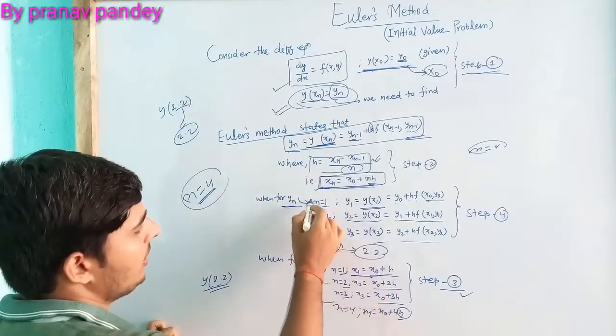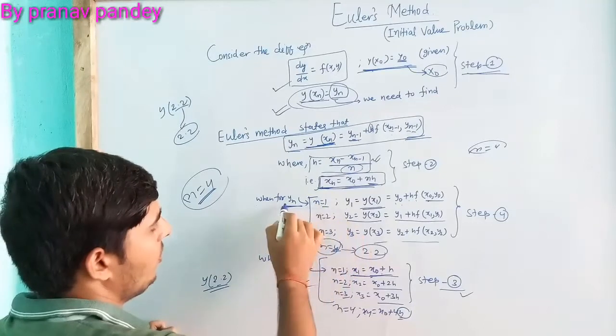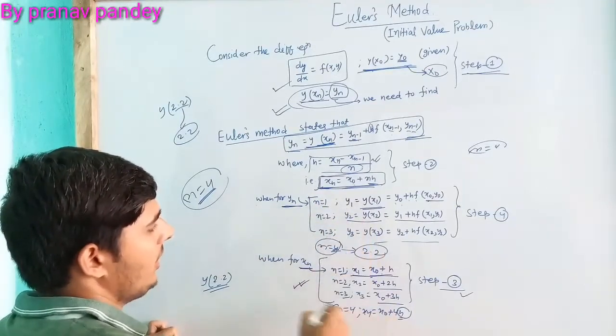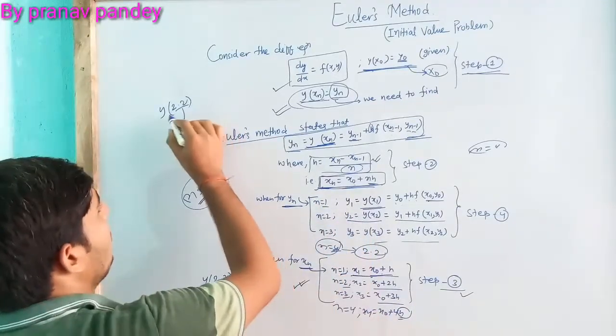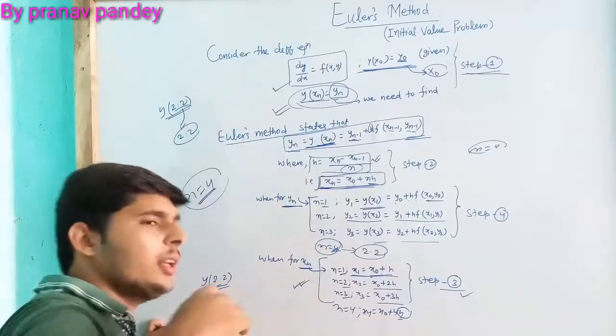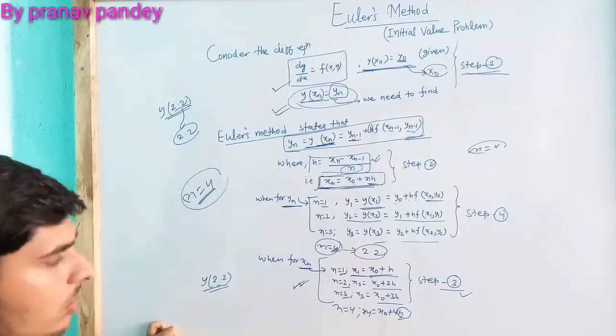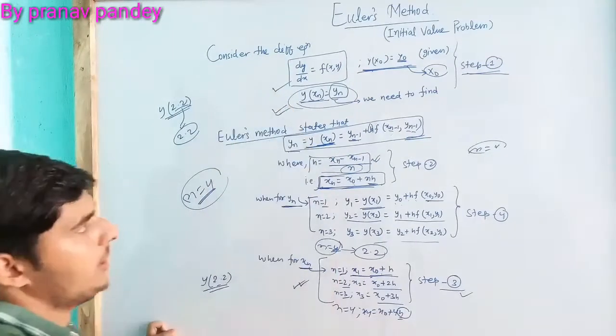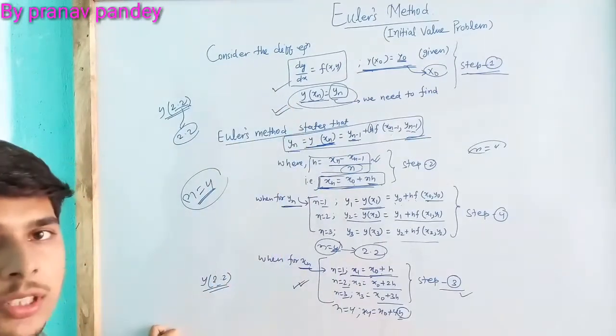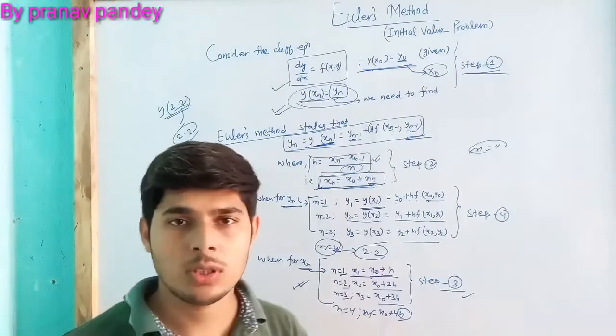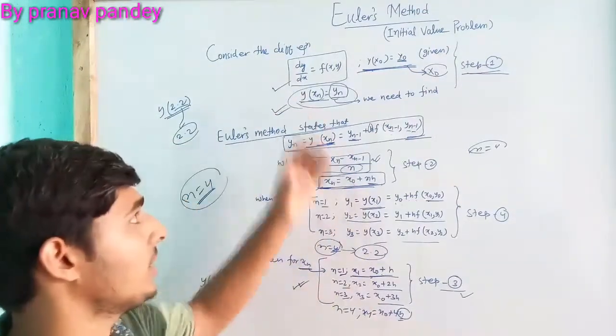Then similarly we will calculate for yn also, y1, y2, y3, and the required value of y of 2.2 or any y of 3.2, y of 3.0, we will calculate the required value from this method. This method is known as Euler's method. So let us do some problems related to Euler's method.